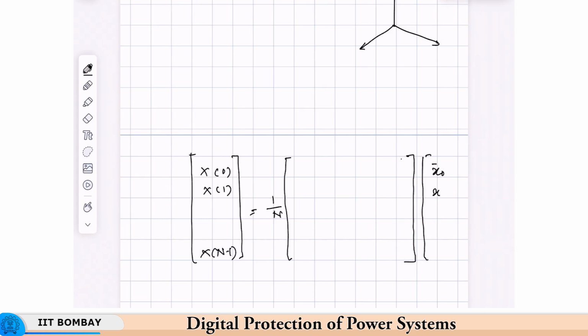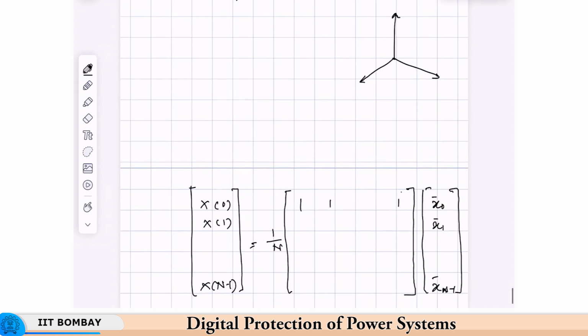Keep in mind that these are phasors. Earlier they were just samples, but these are phasors, so they will be complex numbers. So, now the first, the 0 sequence, is just an average. So, it is just the sum of the phases divided by the number of phases.